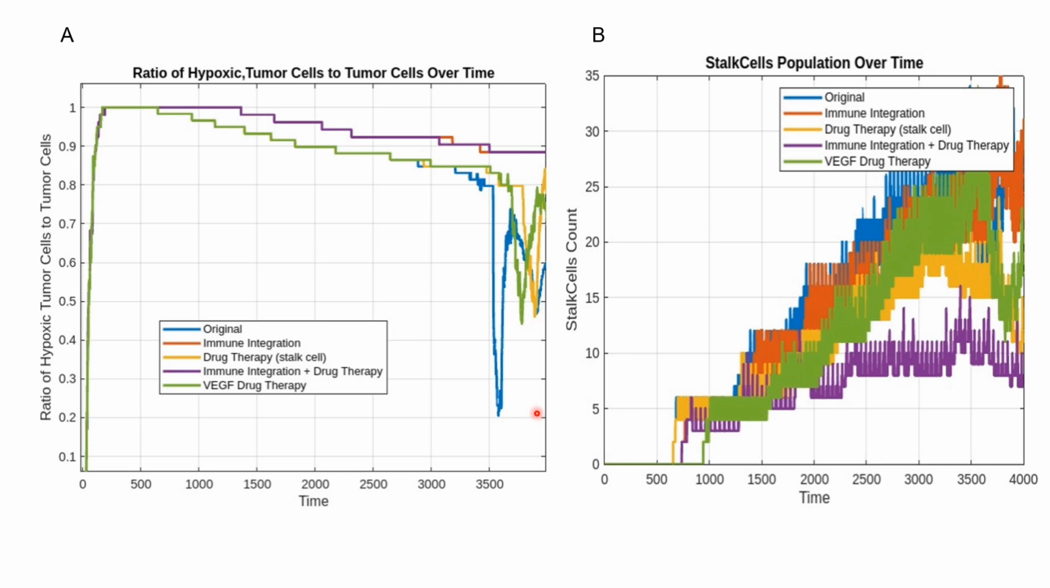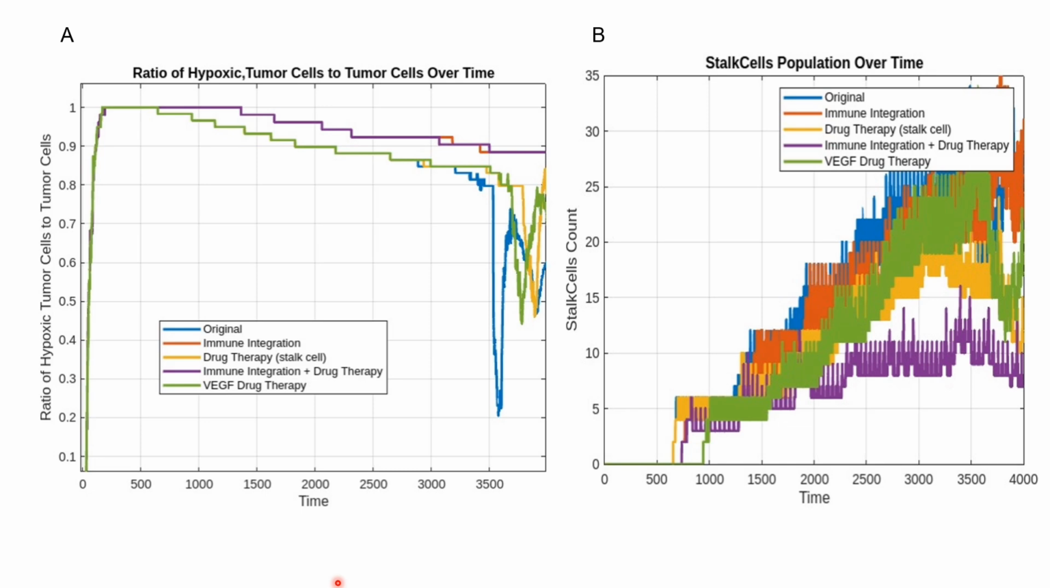More blood vessels form, leading to another drop in hypoxic cells. When comparing the original model to the therapy and drug treatments, we observe a delay in angiogenesis formation, shifting the peak of hypoxic cells to the right. The extent of angiogenesis is also reduced, resulting in a smaller drop in hypoxic cells. The most significant delay is seen with the combination of immune integration and drug therapy.